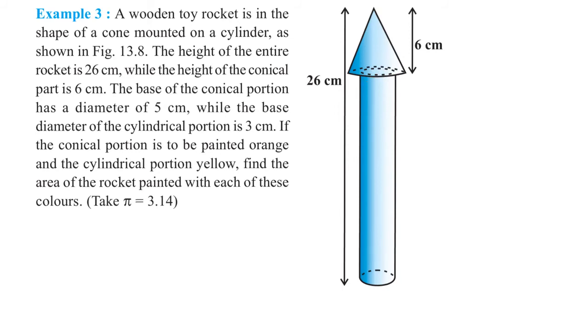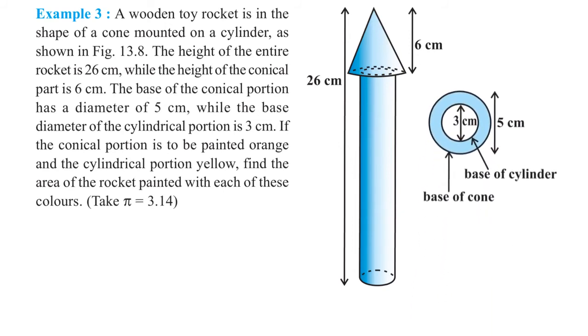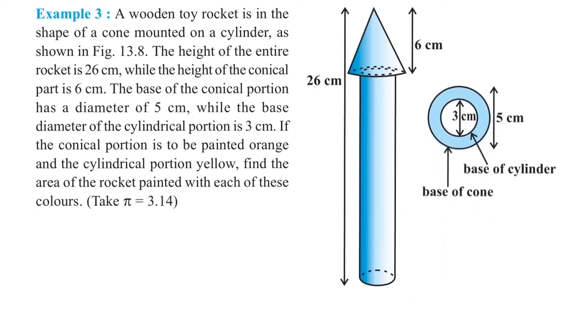So if we pull that out to understand it better, we can get this here. This is the base of the cylinder, the diameter of which is 3 centimeters, and the base of the cone, the diameter of which is 5 centimeters. Let's continue reading. If the conical portion is to be painted orange and the cylindrical portion yellow, find the area of the rocket painted with each of these colors. You can take pi to be 3.14.